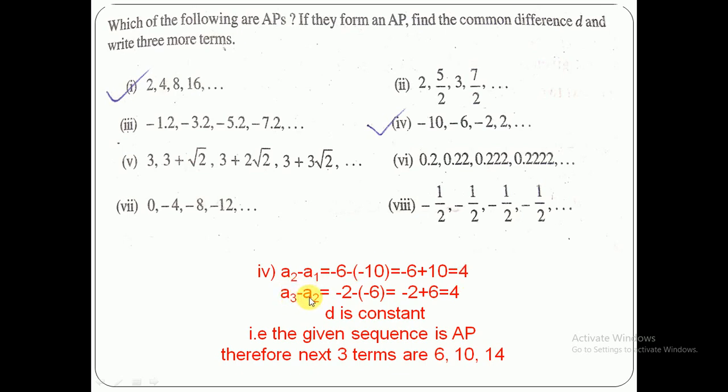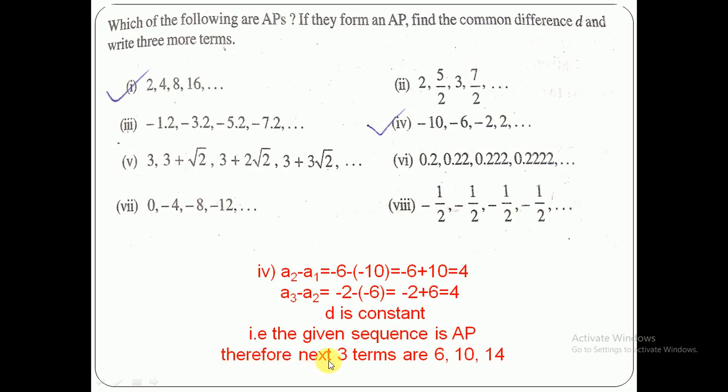In place of the third term, a3 is minus 2 and the second term is minus 6. Minus 2 minus of minus 6, then minus 2 plus 6, that is also equal to 4. So you can observe that d is constant. That is, the given sequence is an AP. You can conclude that the sequence is an AP.